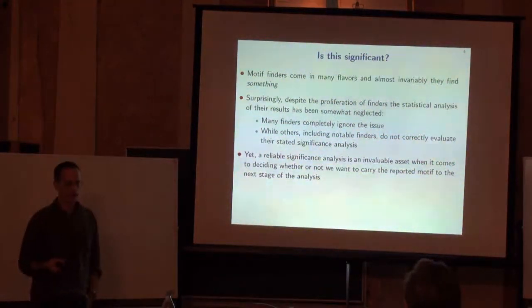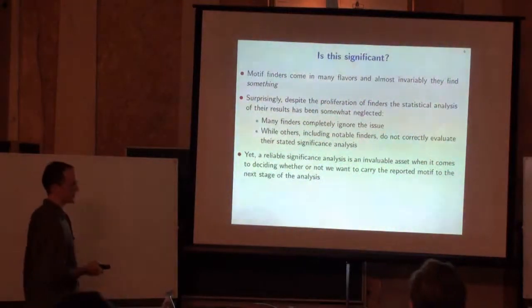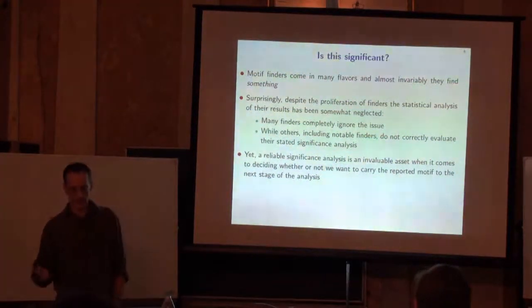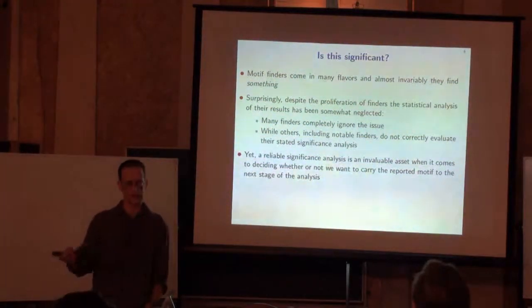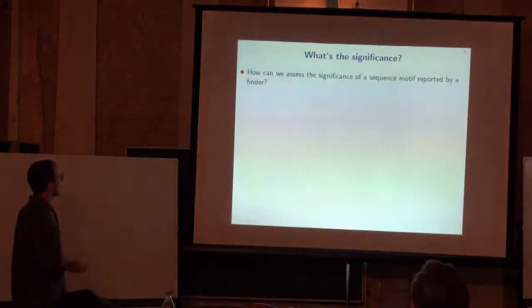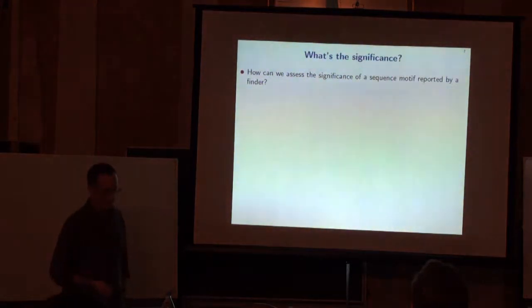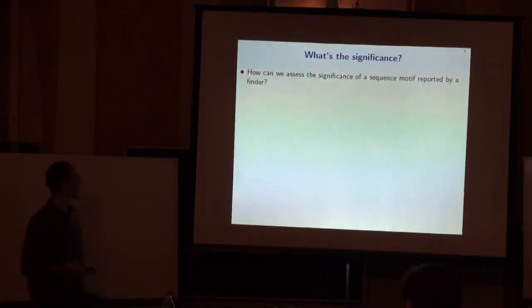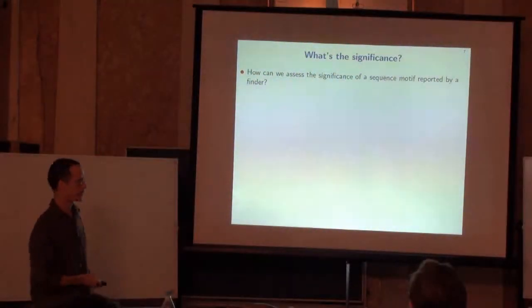Yet, from my perspective, as I'm now in the statistics department, a reliable significance analysis is an invaluable asset when it comes to deciding whether you want to carry on with the reported motif to the next stage of the analysis, be it a computational or a biological analysis. So, how do we go about assessing the significance of a motif? How can we assess the significance of a sequence motif reported by a finder? That's the question I'll be talking to for the rest of this discussion.